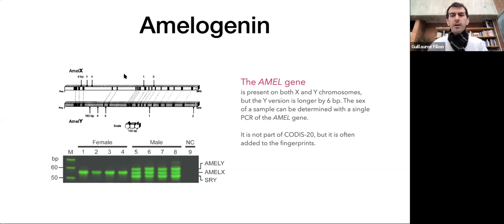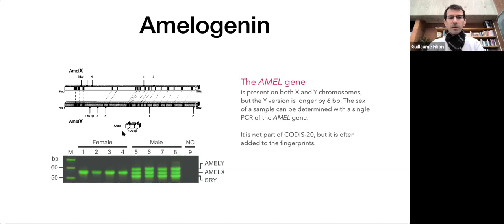So if you're male, you've got the X and the Y version, like there are an X and a Y in every male cell. If you're female, then you have twice the X version. So when you do a PCR, if you see 2 bands that are separated by 6 base pairs, it means that you've got a male sample. And if you see only 1 band, but of double intensity, then that corresponds to the female version.